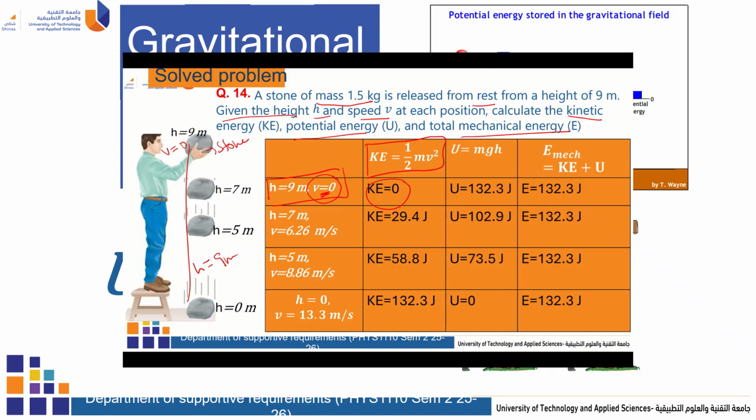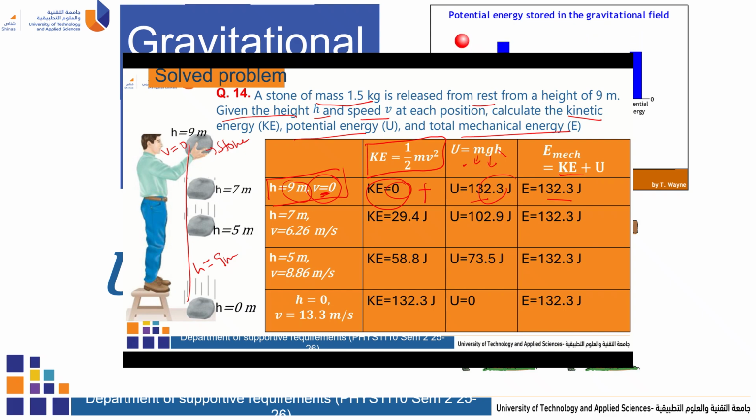Now this is the formula for the gravitational potential energy. You put the value of the mass, then g, 9.8, and the height. Here the height is 9 meter. So this answer will come, and the mechanical energy is equal to the sum of the kinetic energy and the potential energy.